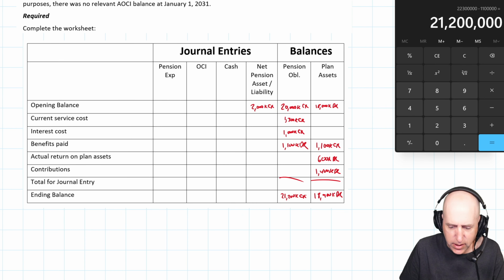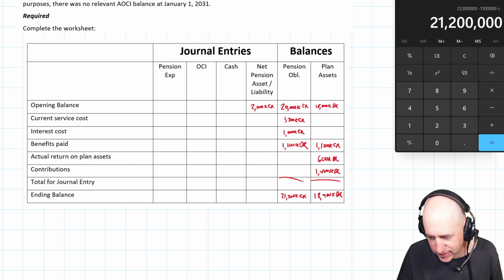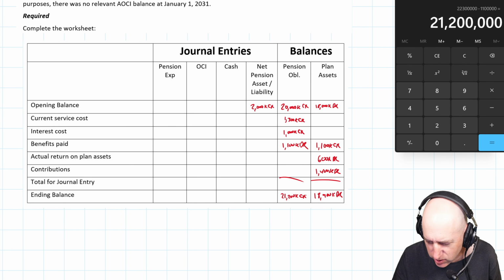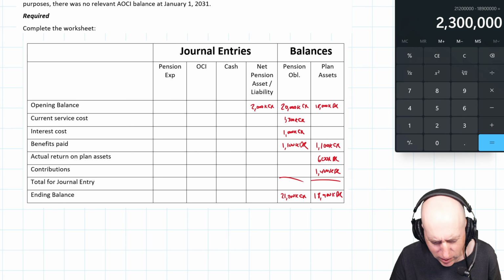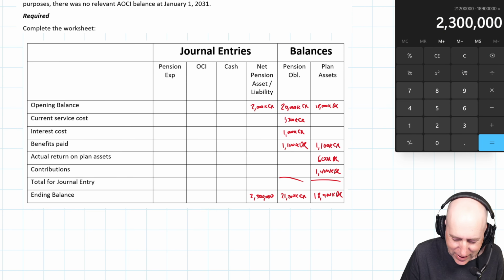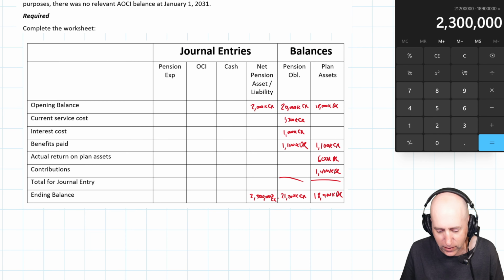Okay, so you can see my obligation is still bigger than my assets, and it looks like it's more bigger. Is that the right word? The liability has grown here. 21.2 million minus 18.9 million. It is more bigger. I don't think that's a correct way to say that, but it is. $2.3 million credit. It started the year at a $2 million credit. So you can see it's grown by $300,000.